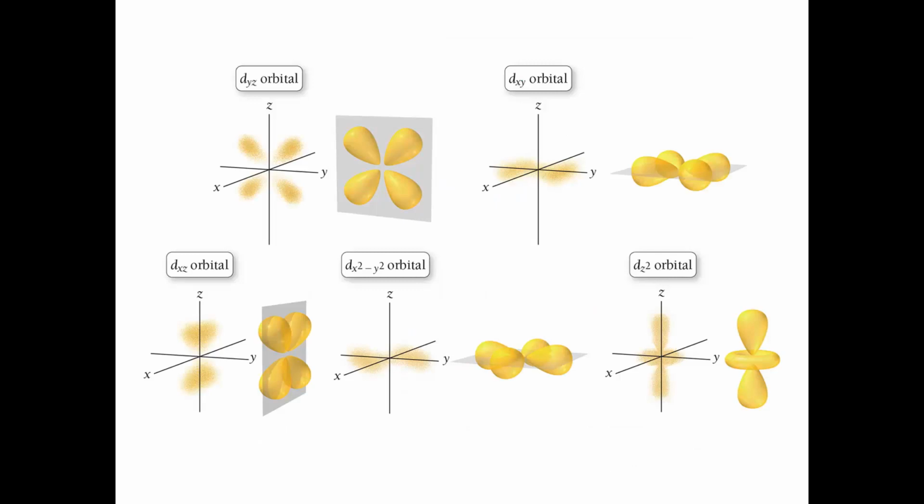The d orbitals. There are 5 different d orbitals. They have very interesting shapes. Consider an XYZ coordinate system. It's the x squared minus y squared.